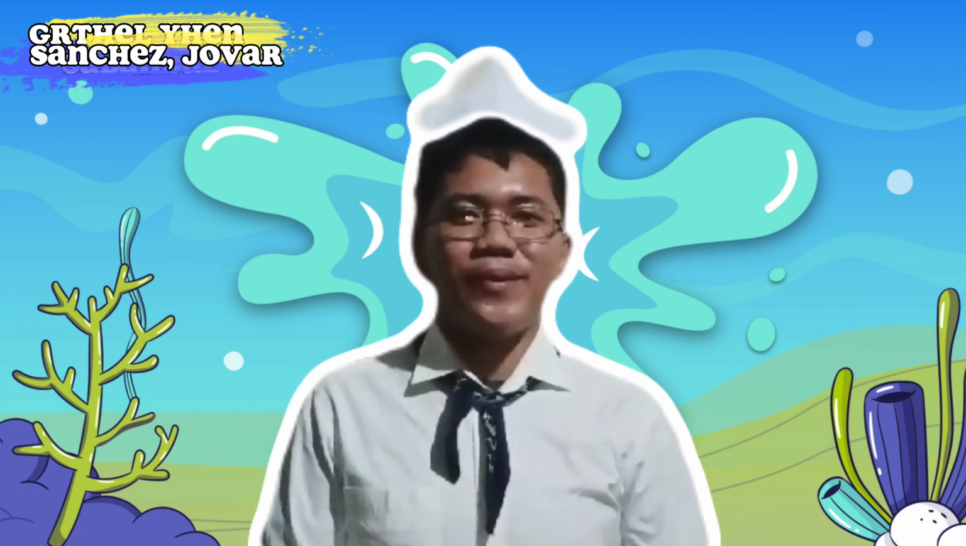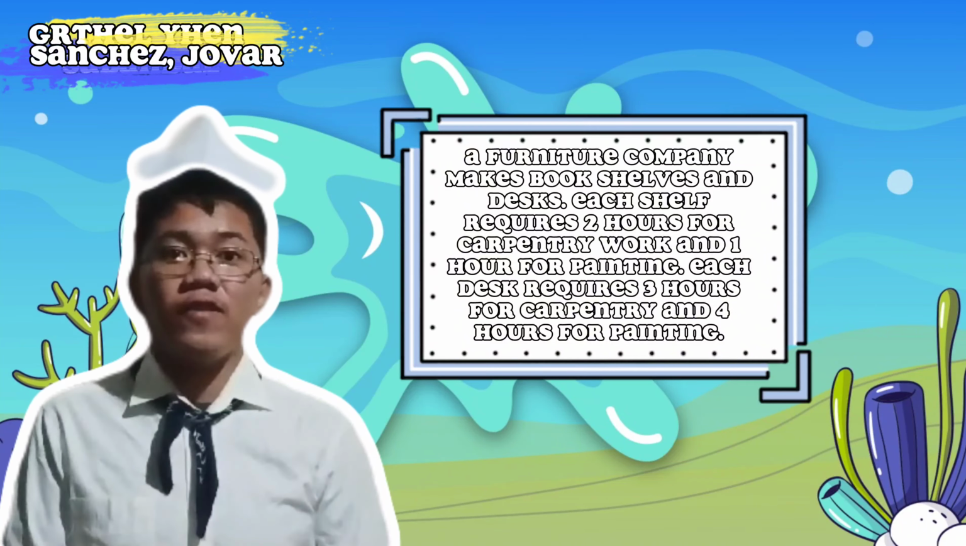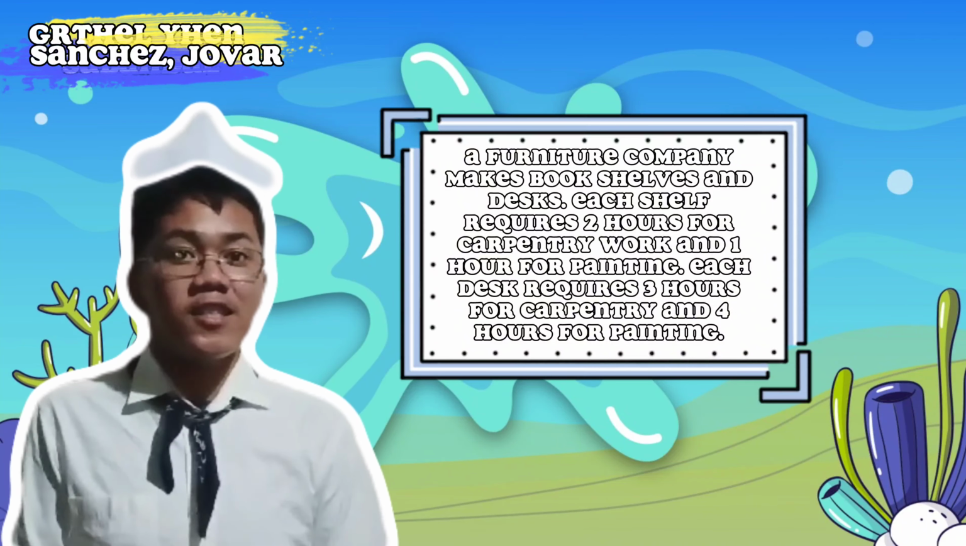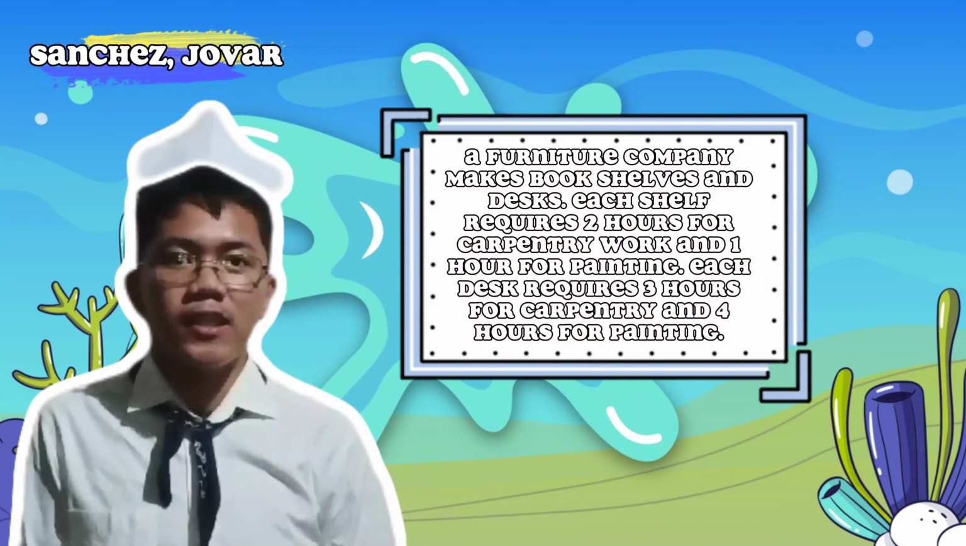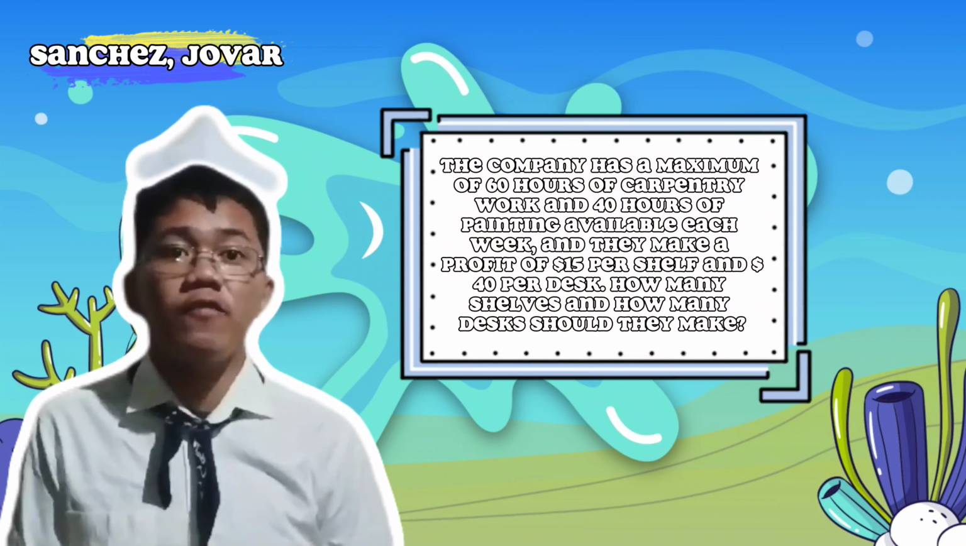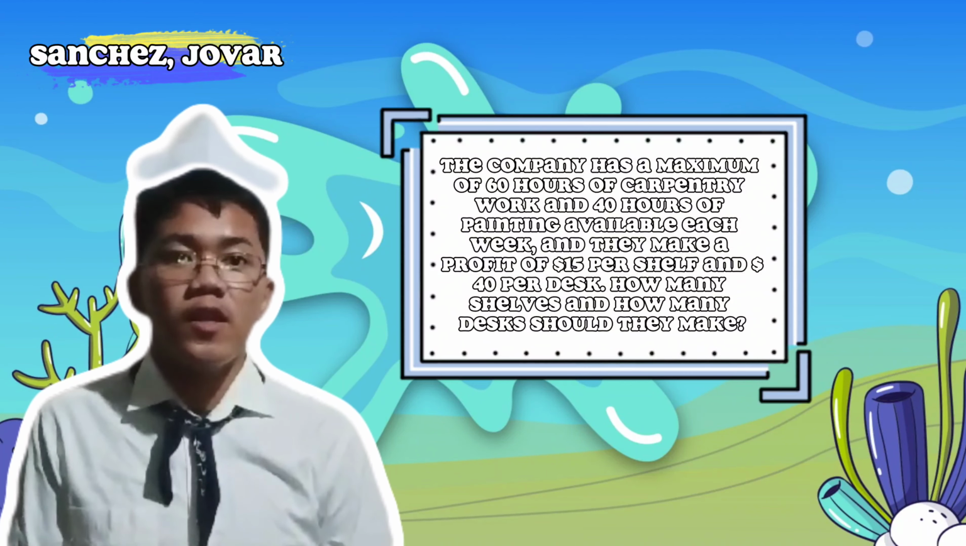Here's an example. A furniture company makes bookshelves and desks. Each shelf requires 2 hours for carpentry work and 1 hour for painting. Each desk requires 3 hours for carpentry and 4 hours for painting. The company has a maximum of 60 hours of carpentry work and 40 hours of painting available each week, and they make a profit of 15 per shelf and 40 per desk. How many shelves and how many desks should they make?